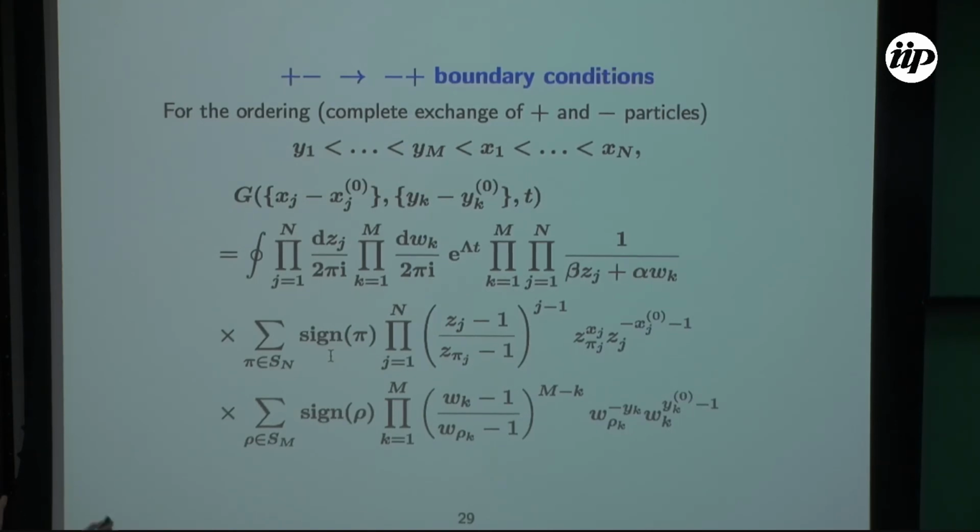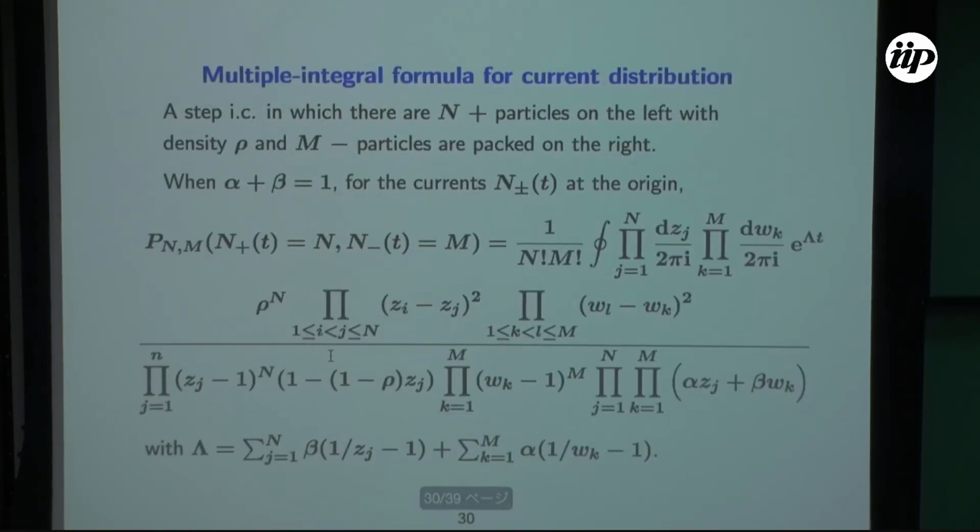Then the next simplest case is that all plus and minus particles exchange their positions completely from the initial position. So this means that x and y should satisfy this. In this particular case, the Green's function also has a pretty simple form given by this. This part is plus particle only. This part is minus particle only, very similar to the previous case. But now we have some correlation effect as a product over k and j of zj plus wk. So this part includes some correlation effects between plus and minus particles.